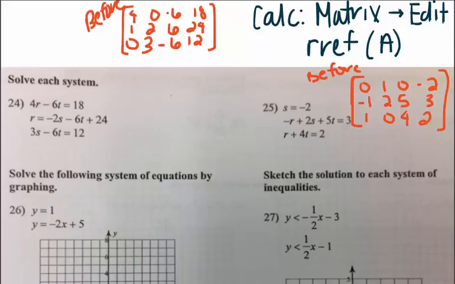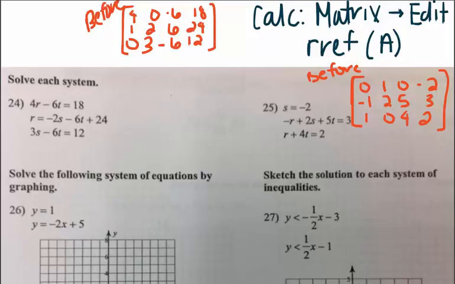Alrighty, so after logarithms, next came solving systems of equations. If I put lots of equations together, I can find a point, or if there's three of them, a triple, maybe the place in 3D space where they all meet. And one way we did that, if it looked a little crazy, kind of like 24 and 25, was a matrix. And we could do that on our calculators when we went to the matrix menu.